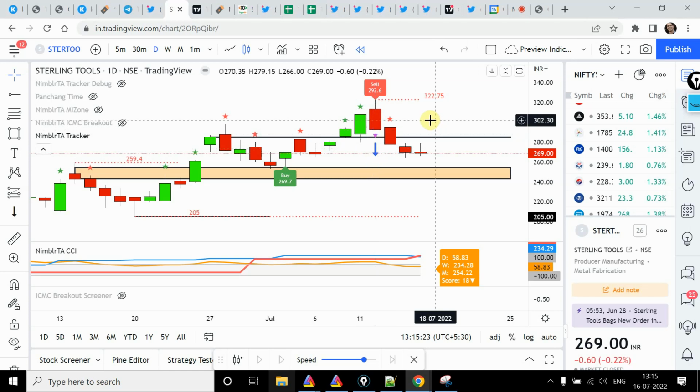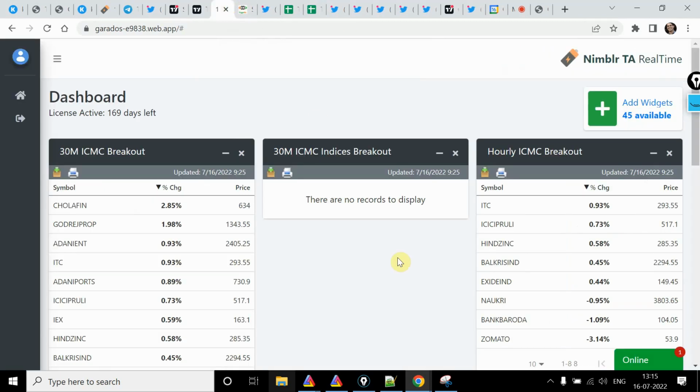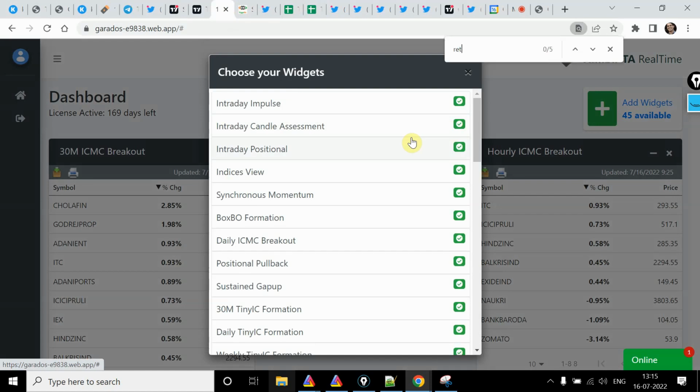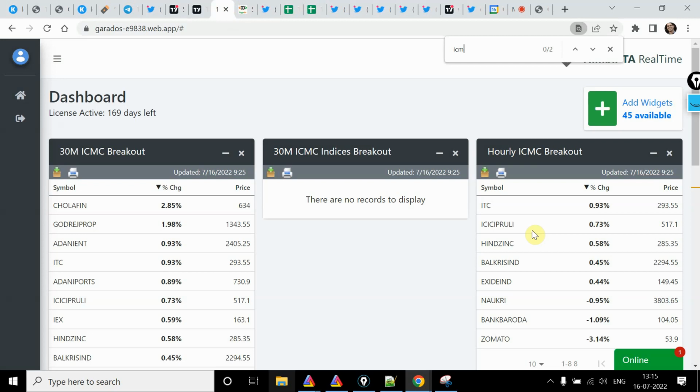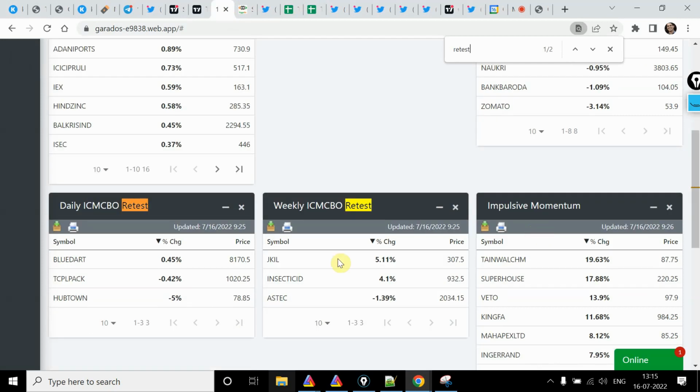What will the widget tell us? Okay, widget, if you see, it will send the retest. So if you see over here, the widget, ICMC breakout, ICMC retest, these are the widgets where the retest is happening on a weekly basis. They are valid for 1 week. So it might happen on Wednesday when it first appeared. It is still the end of the week, so you will still continue to see it.